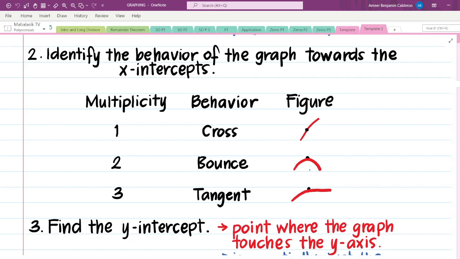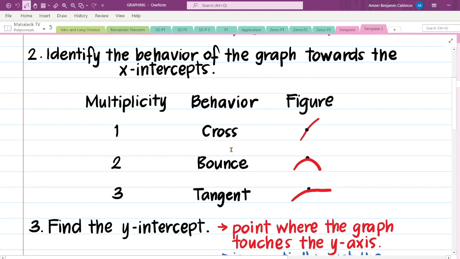And tangent for a multiplicity of 3. This is what it looks like when you have a multiplicity of 3. If you have a multiplicity of 4, you go back to a multiplicity of 1, and so on.